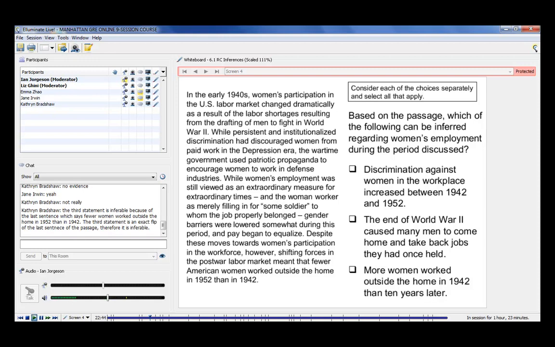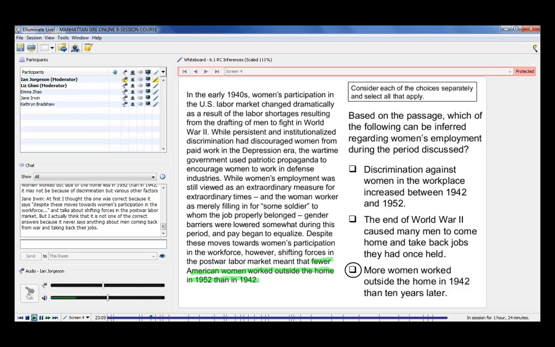Okay, Catherine says the third statement you can infer because of the very last sentence of the passage. Let's see. Fewer women worked outside the home between '52 and '42. Therefore, more worked in '42. I agree completely, Catherine.